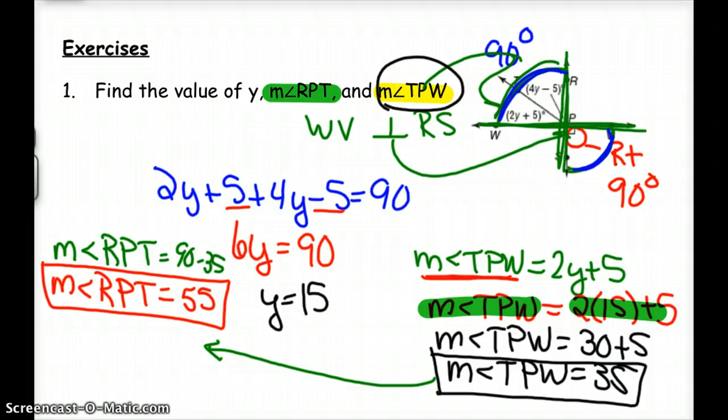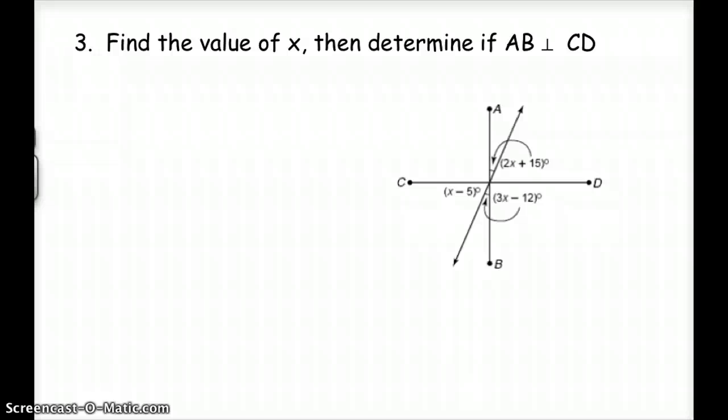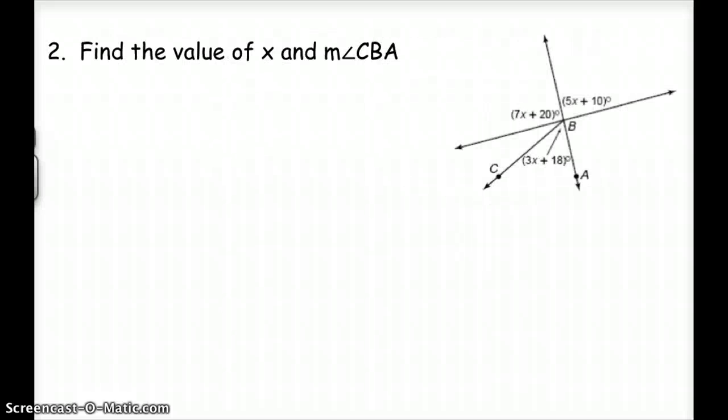Okay, let's move on to our second example. Let's see here. I'm missing one. Here's example number 2. Find the value of x and find the measure of angle CBA. So I'm going to take a look at my picture and find CBA, because I'm going to need to find that angle. And first I'm going to have to find the value of x.